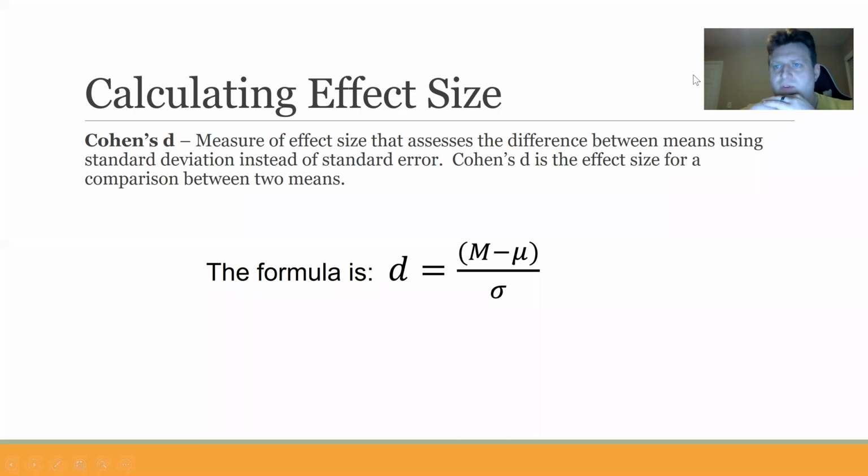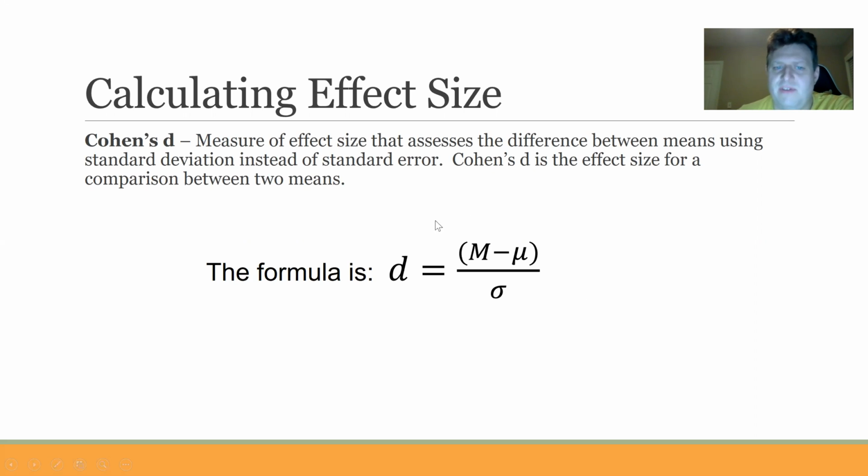All right. So there's multiple kinds of effect sizes, as I mentioned before, and we're going to learn quite a few in this class. But the effect size for any time we have a mean difference is called Cohen's d. Cohen's d is the effect size for when we're comparing two means. And here's the formula for Cohen's d. It is our sample mean minus a population mean, all over the population standard deviation.